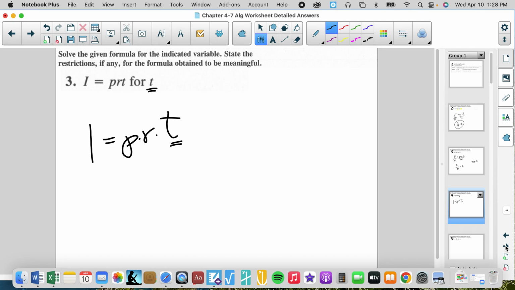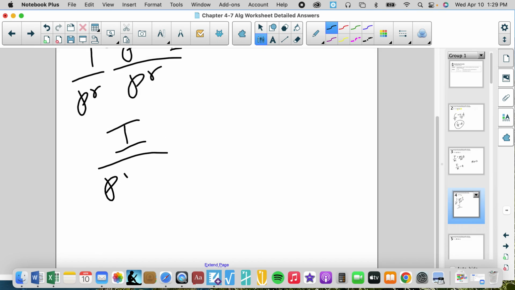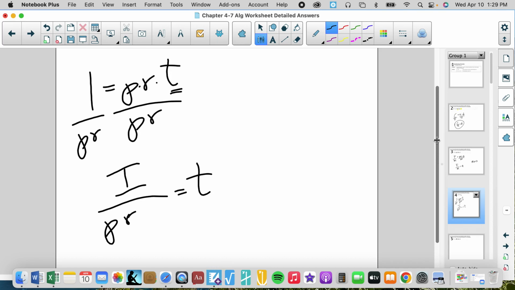Let's go back to interest equals principal times rate times time. I equals PRT, a very important financial formula. So T is being multiplied by P and R. So the inverse would be divided by P and R. So we get interest divided by principal times the rate would equal the time.